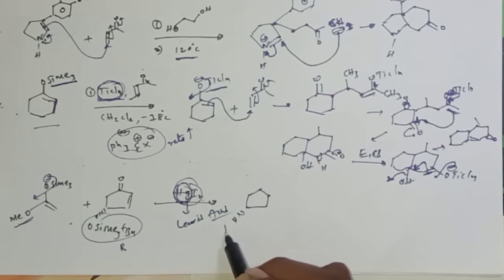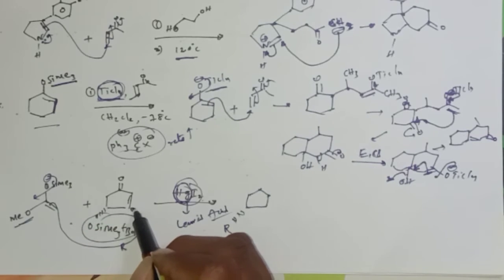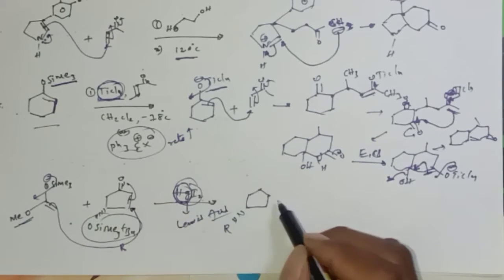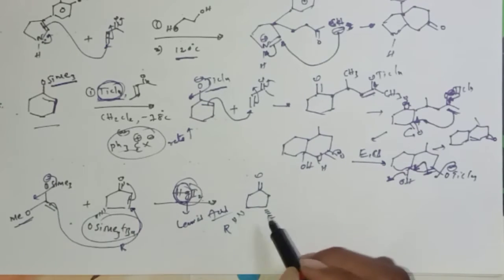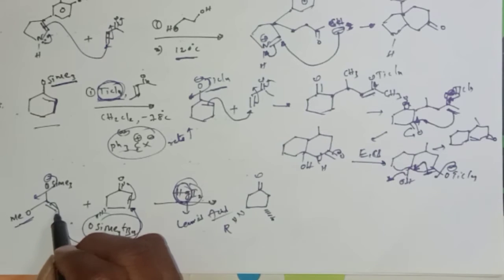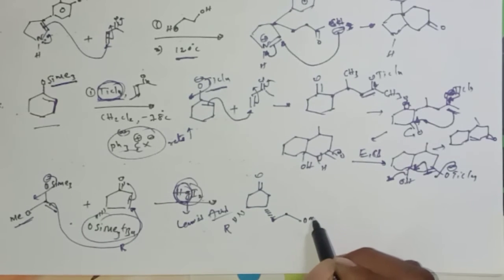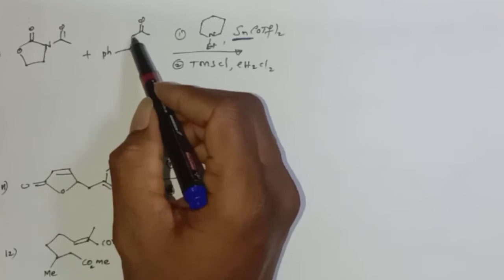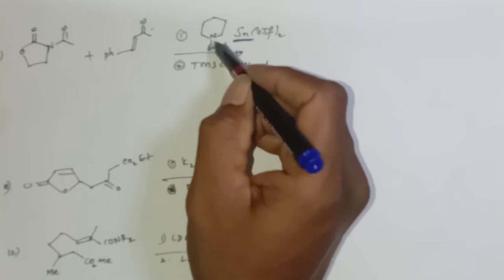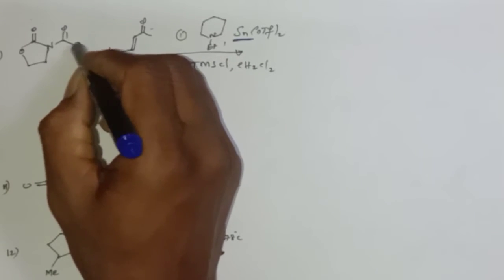So I am writing R simply. Then this attacks below the plane on this alpha beta unsaturated, and after that finally we will get this product 1. So this is 1 2 3, this is 1 2 3 OMe, right? At the second position we have a double bond. So this is a final product. Alpha beta unsaturated, and this is a tertiary amine. Tertiary amine is a base. The base can abstract this hydrogen.